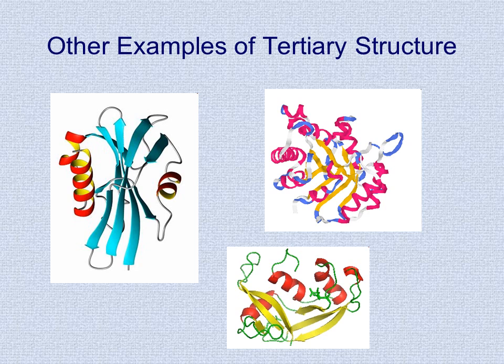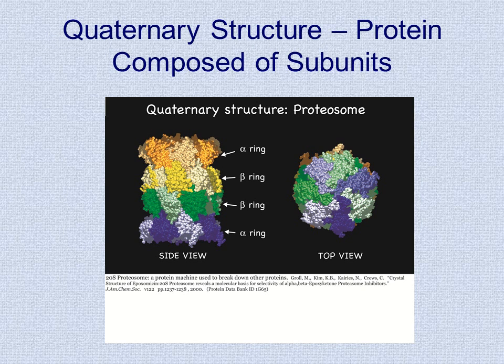There are some other examples of tertiary structure. These are just stray proteins that I picked up off the internet. But again, you can see where the alpha helix and the beta pleated sheet are both clearly indicated on the protein to give you an idea of the structure.